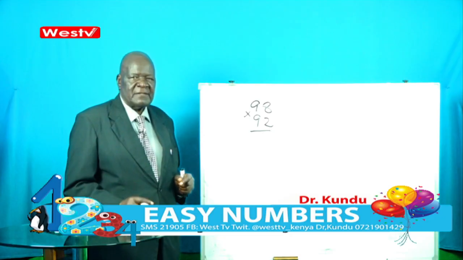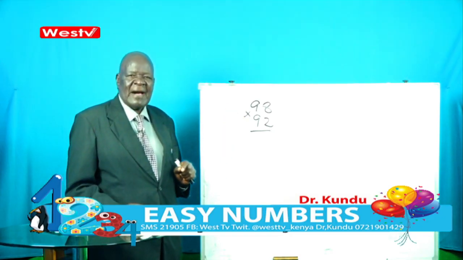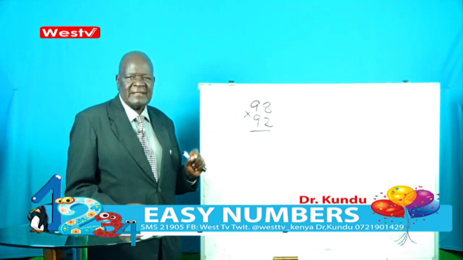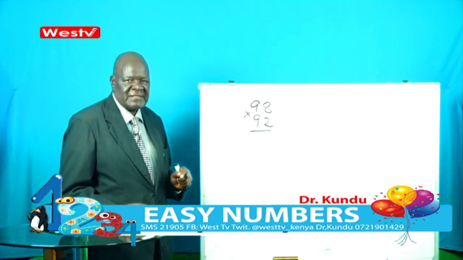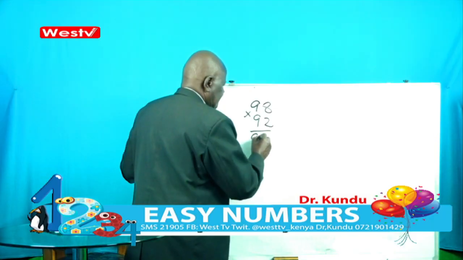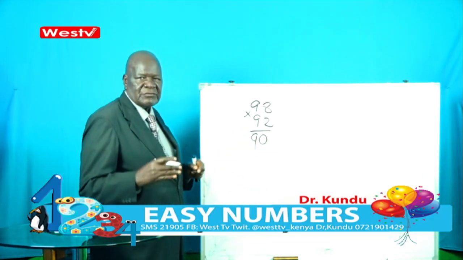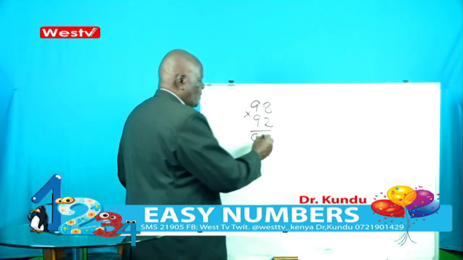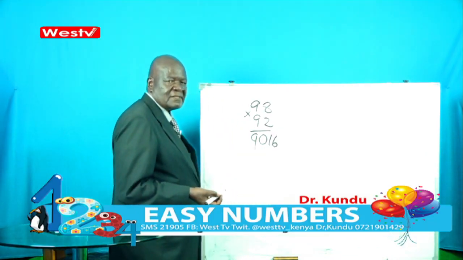I said, multiply the left number by its next number. Now, since this is 9, multiply it by 10, which is the next number. And 9 times 10 would give us 90. And then on the right, I said, you just multiply as usual. 8 times 2 would give us 16. And that is your answer.